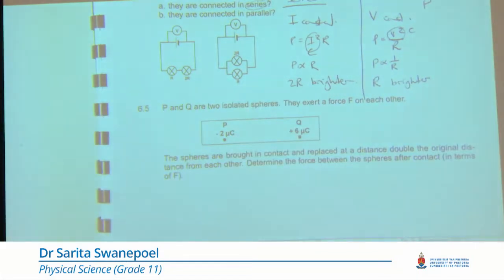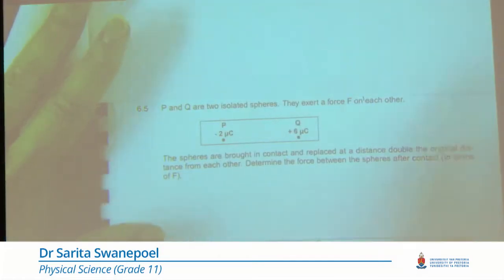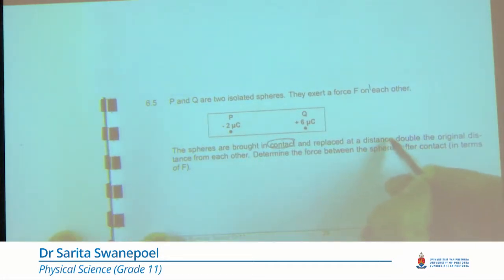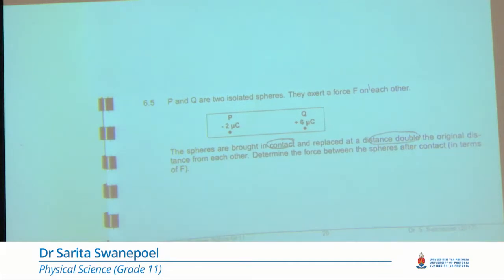Okay, number 6.5 down there. You've got P and Q, two isolated spheres. They exert a force F on each other, and now they tell you the spheres are brought in contact and replaced at a distance that is double the original. Determine the force between the spheres after the contact, in terms of F. So you have to say so many times the old force. Let me leave you with that. Do that quickly.